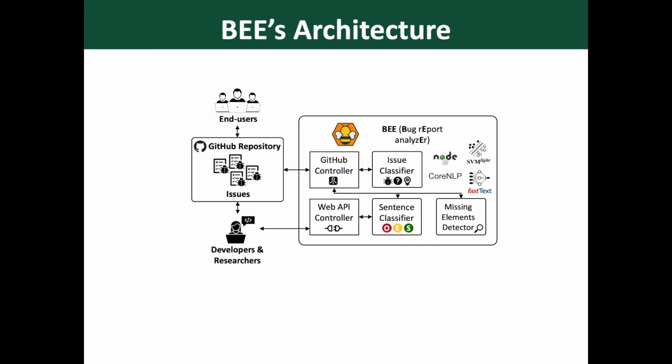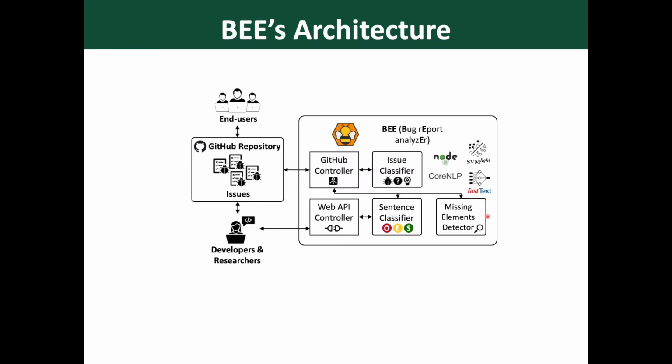This is the architecture of B. B implements two classifiers. One classifier is to classify issues. This classifier uses fastText to implement the model. Another one is to classify sentences. It uses a support vector machine implemented by SVMLite. B is able to detect missing elements in a bug report.